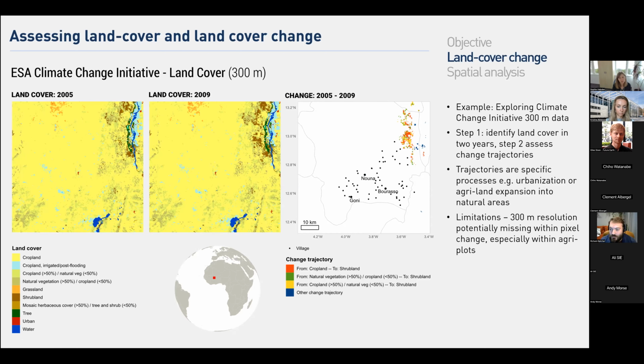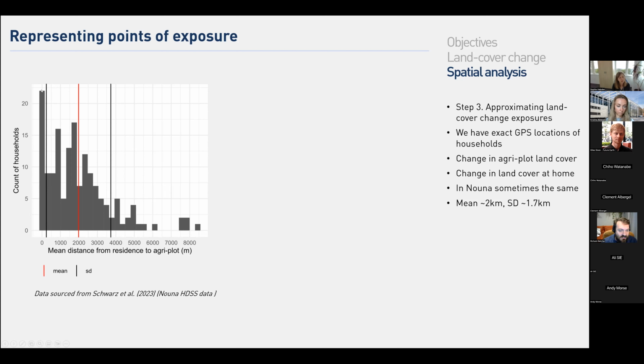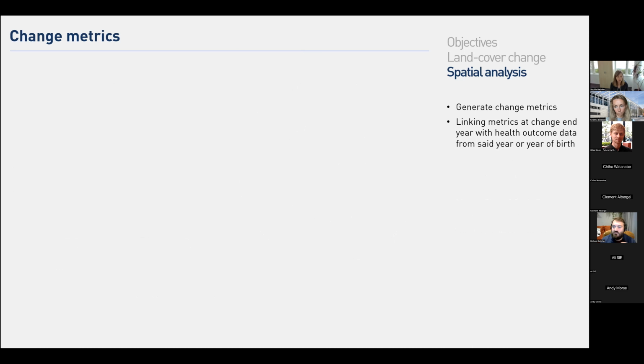You can see in NUNA sometimes the same, so a lot of people here are living right adjacent to the agricultural plots that they have. But we also have a mean distance of about 2 kilometres with a standard deviation of about 1.7 kilometres. So this gives us a great opportunity to develop some exposure metrics, which will be circular buffers around where people live, as well as potentially ring buffers, as proxies for the exposure. From these, we can generate some change metrics, linking these metrics of change with health outcome data from the year, or potentially the year of birth of the children as well.